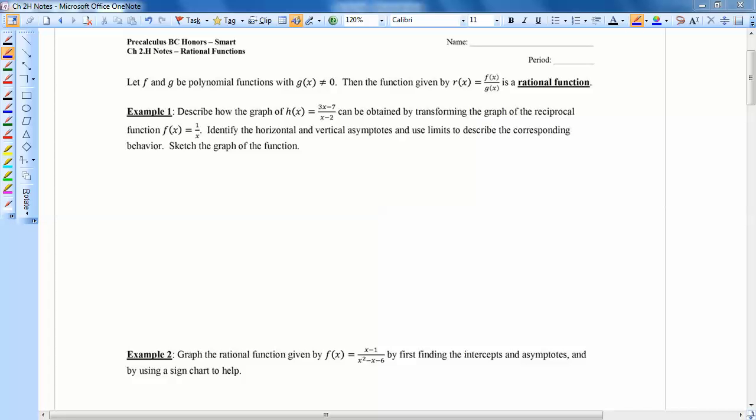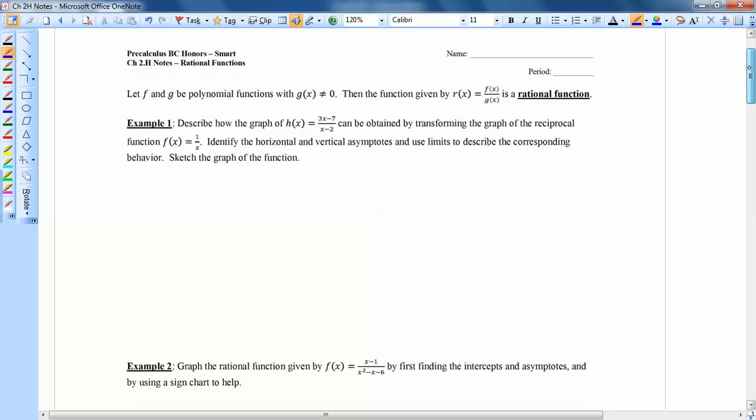Okay, so let's look at chapter 2H. I'm going to take you through the first example, and then, depending on how long this video gets, maybe the second example, or that might be in a separate one. So these deal with rational functions, which are one polynomial divided by another polynomial, and the second polynomial can't be zero, because otherwise you can't divide by it.